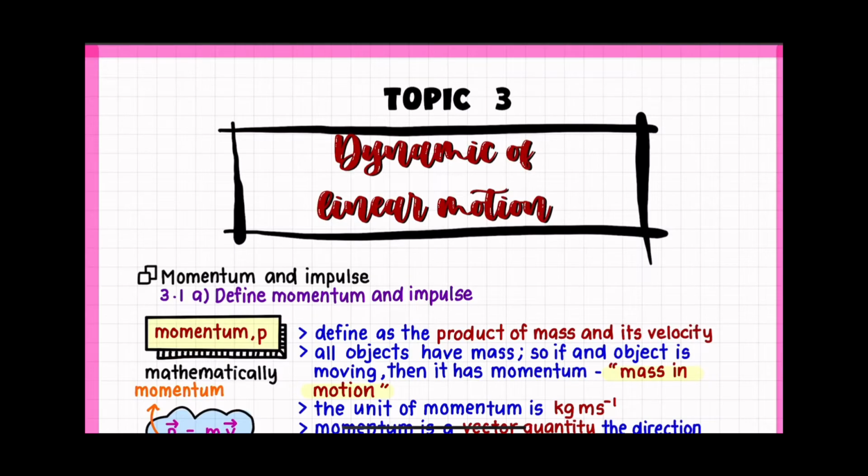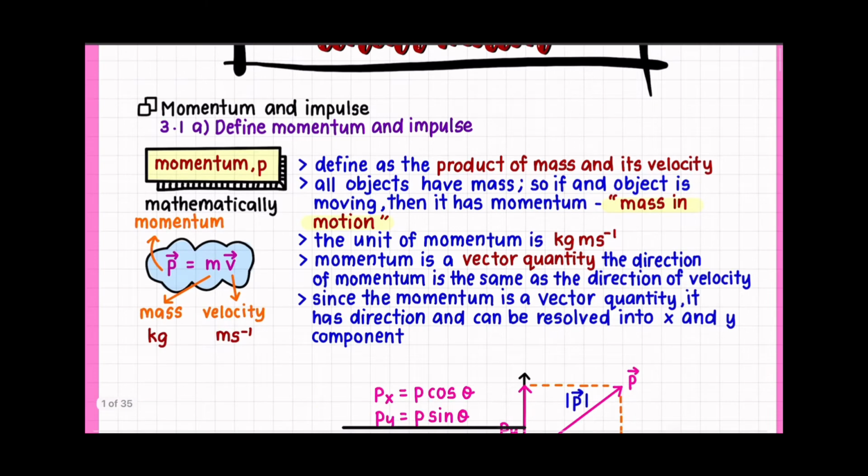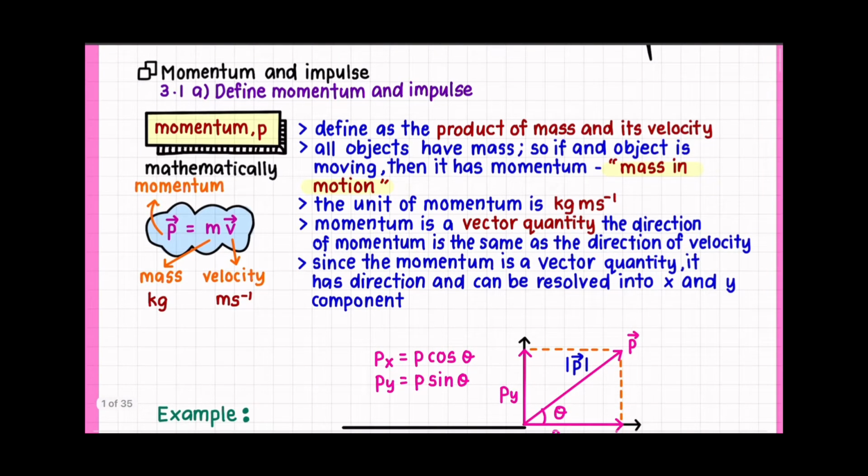Assalamualaikum and hi. So today we proceed with topic 3, dynamics of linear motion. First learning outcome is about momentum and impulse. So 3.1a: define what is momentum and impulse.